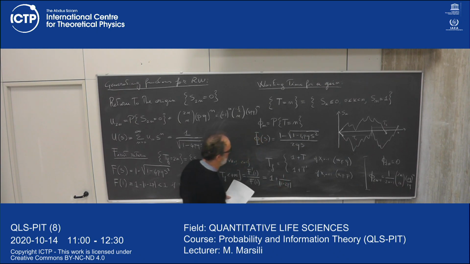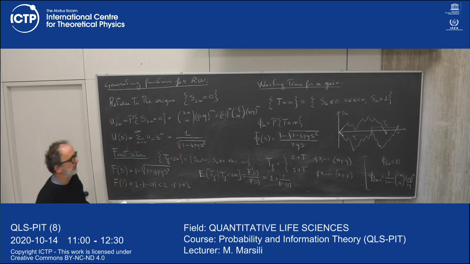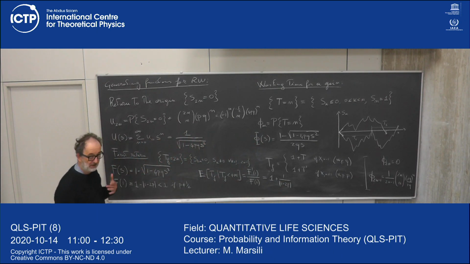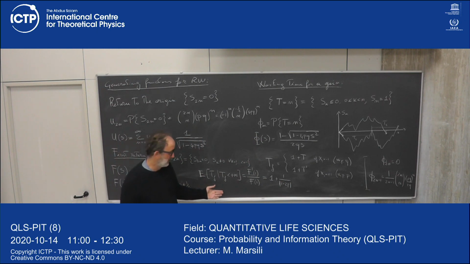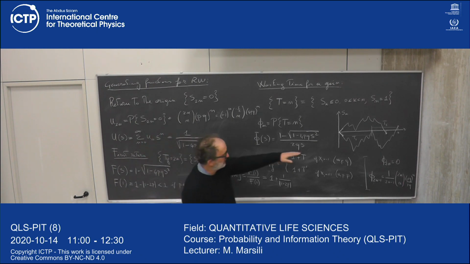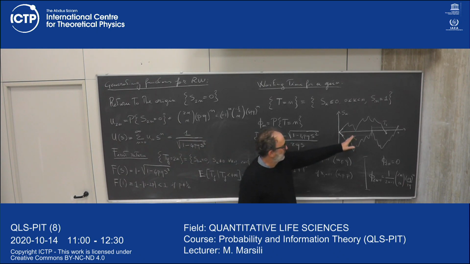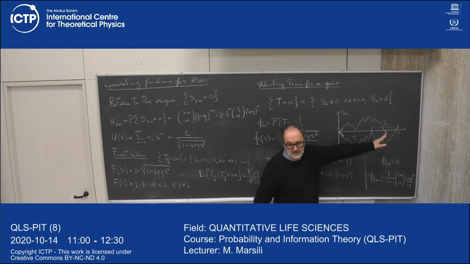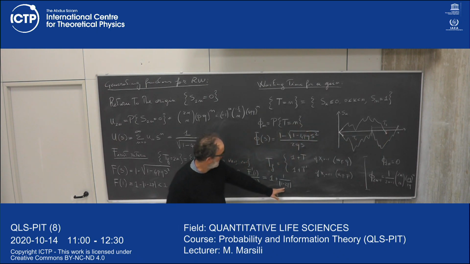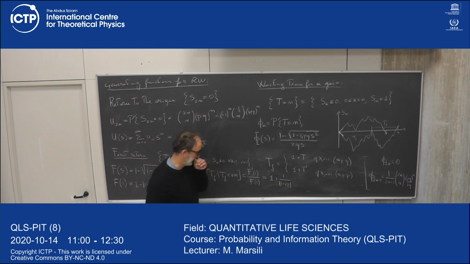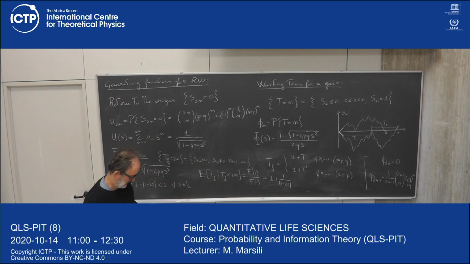So this tells you that if p is different from 1/2, the expected time to return to the origin is finite. So this suggests that if p is different from 1/2, either you come back to the origin after a finite number of steps, or you never come back to the origin. Whereas if p is equal to 1/2, then this diverges and we recover the result that we discussed last time.